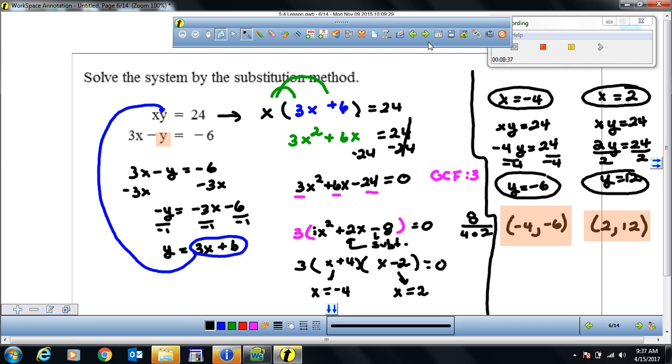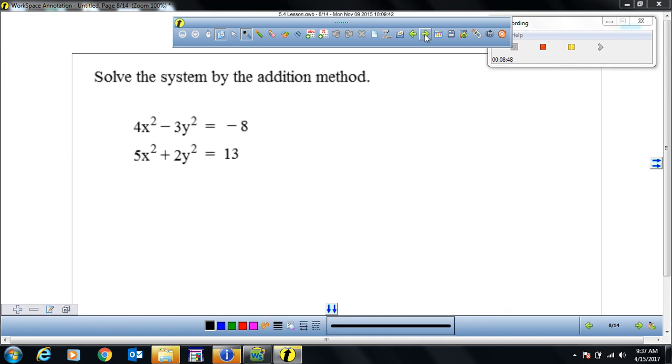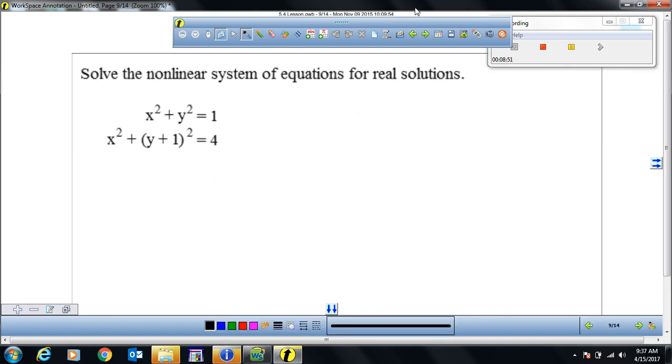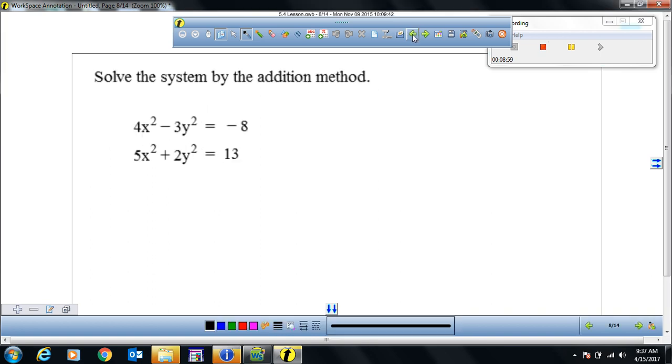Next. Now we're going to solve a couple of systems by the addition method. Okay, we're going to start with this question here. We're going to see a similar one at the end. Alright, so we're going to solve this system by addition.